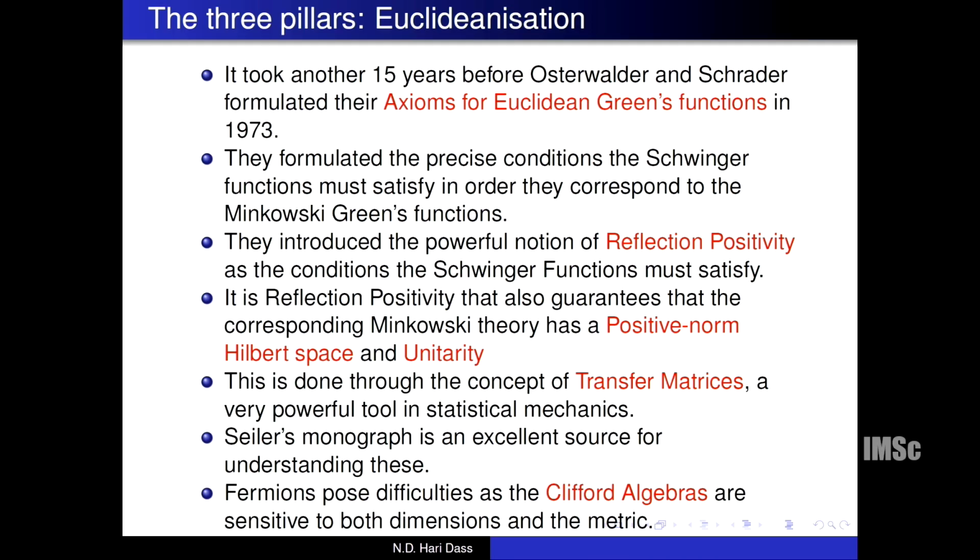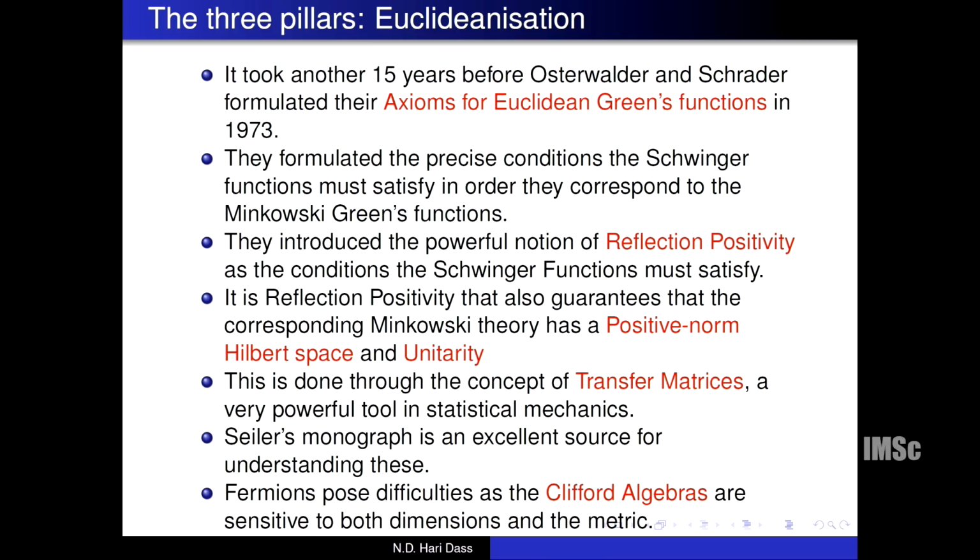Now, fermions, you don't have to go to non-trivial spacetimes, even in flat spacetime, fermions cause some problems for Euclideanization, but they can be overcome. The reason is fermions are based on Clifford algebras, gamma mu gamma nu plus gamma nu gamma mu equals 2g. Now, Clifford algebras are sensitive both to dimension, that's why fermions in odd dimensions and fermions in even dimensions work very differently. And they're also very sensitive to the metric.